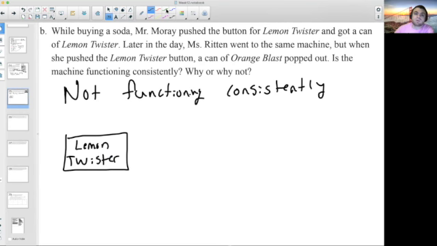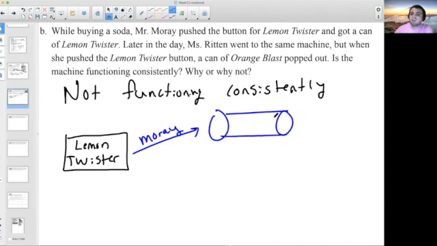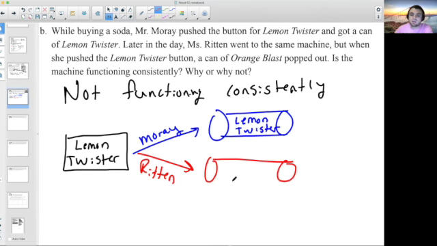Now, when Mr. Moray pressed it, I guess when I press it, right? What we get is a can, and you don't have to draw the can. You can if you want, but let's make sure we have the words, right? I get the lemon twister. But later in the day, right, we get a different scenario. Here, Miss Ritten comes by. She presses the same button, but she gets orange blast.